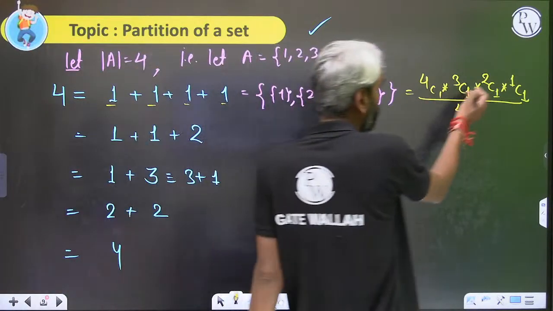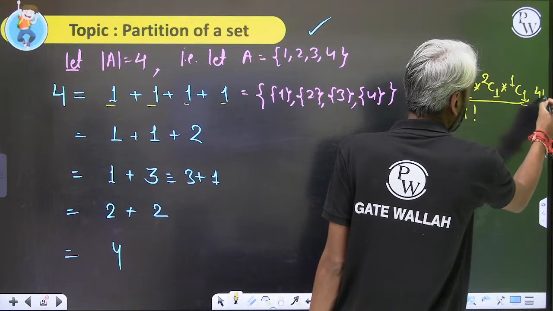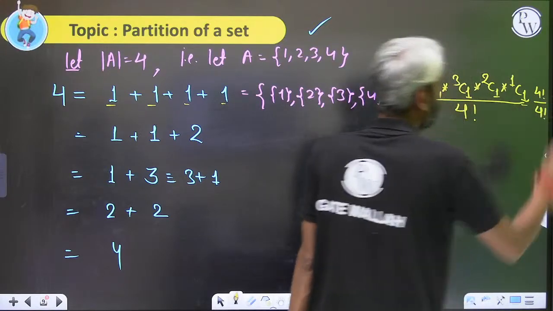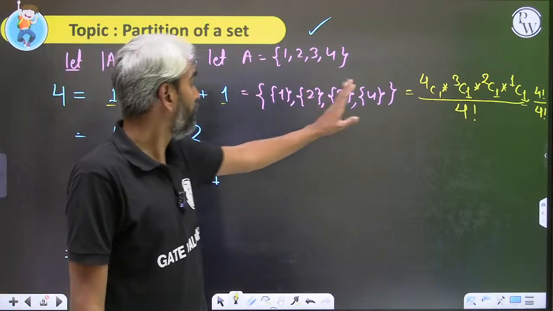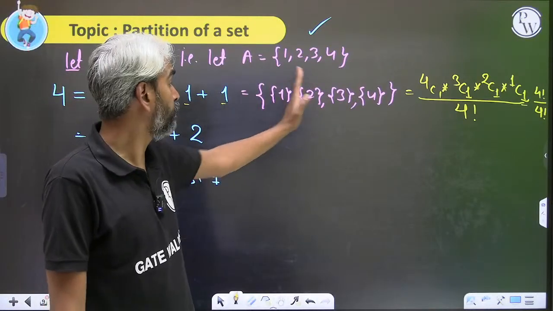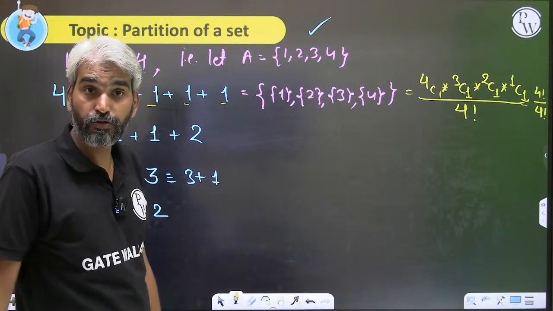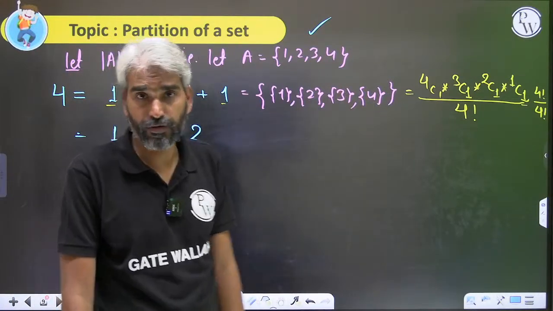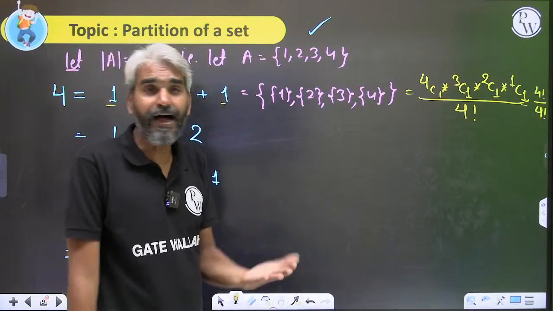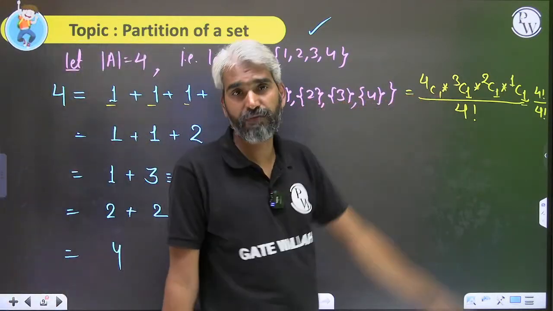So 4 into 3 into 2 into 1, that is 4 factorial, divided by 4 factorial will be 1 only. Sir, we can rearrange these 4 sets of size 1 in 4 factorial ways. Yes or no? We can rearrange these 4 sets of size 1 in 4 factorial ways, but they all represent the same partition. So it will get divided by 4 factorial.